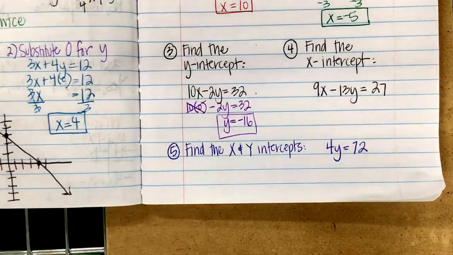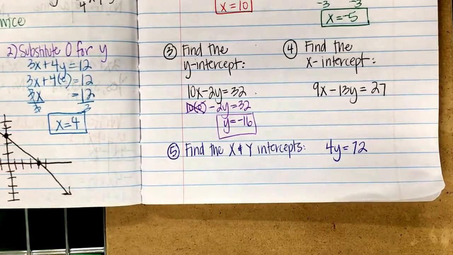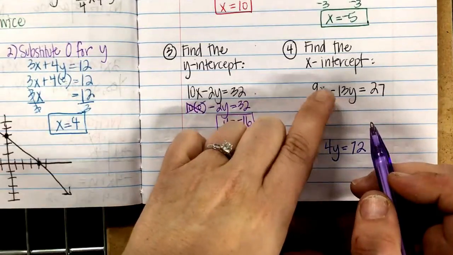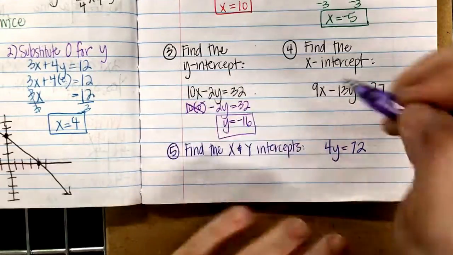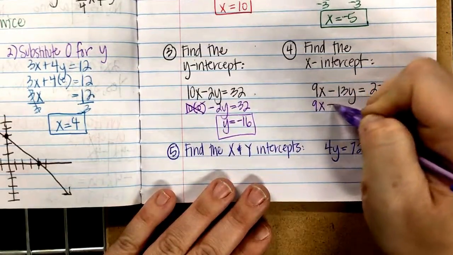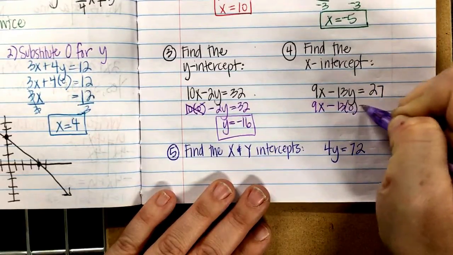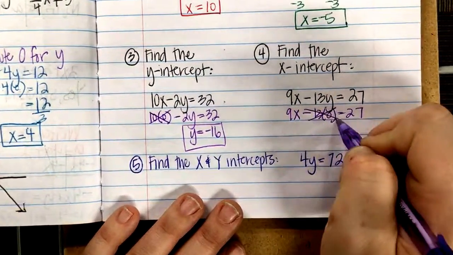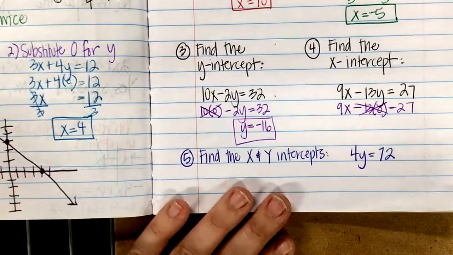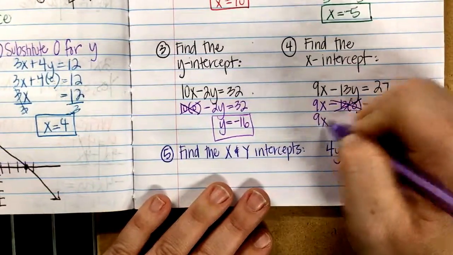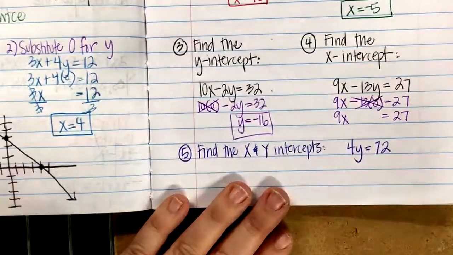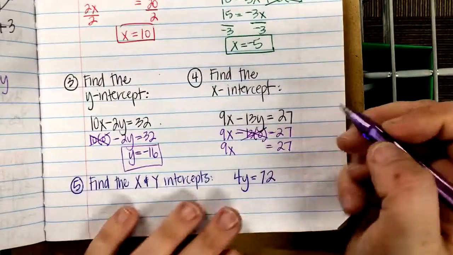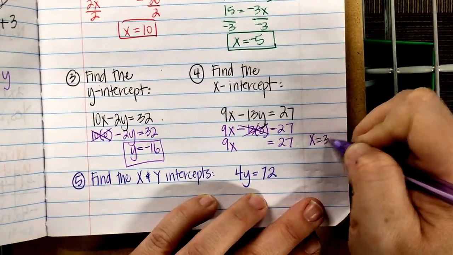To find the x-intercept, what do you make disappear? The y. You want to solve for x, so you keep the x. 9x minus 13 times 0 equals 27. Negative 13 times 0 disappears. So 9x equals 27, yes? Divide by 9, what do you get? X equals 3.